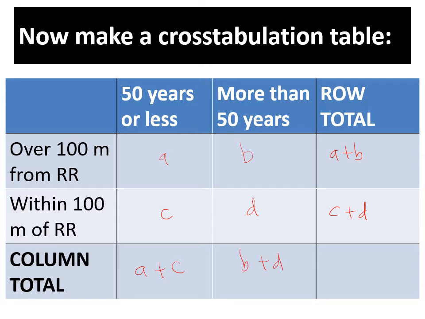And then our grand total should just be all of these together, so it would be A plus B plus C plus D. That looks bad, let me fix that. So A plus B plus C plus D. There we go. This gives you a sense of the layout for a cross tabulation. After we make the table this way, we have to populate each of these cells.